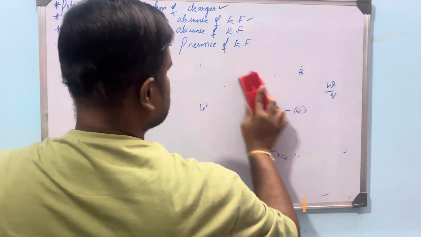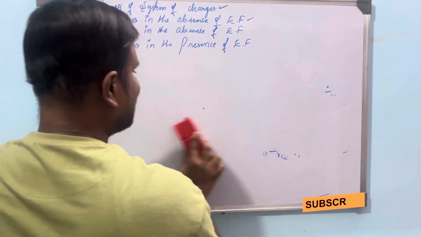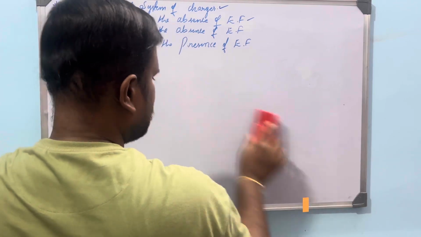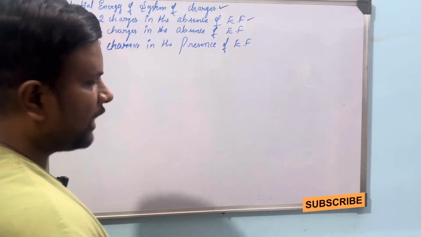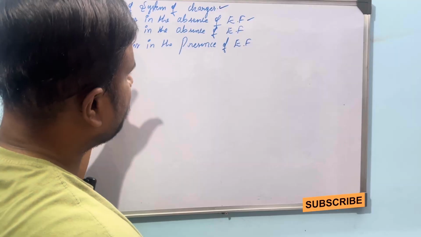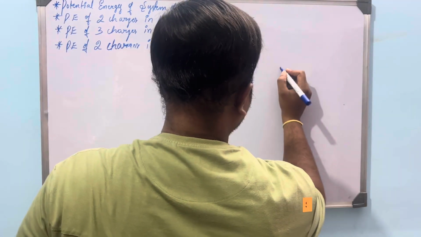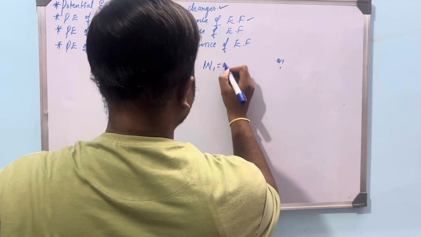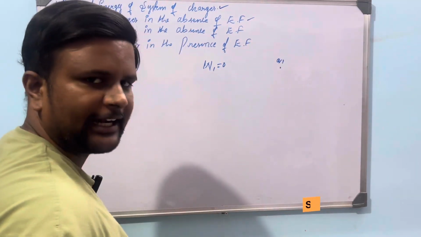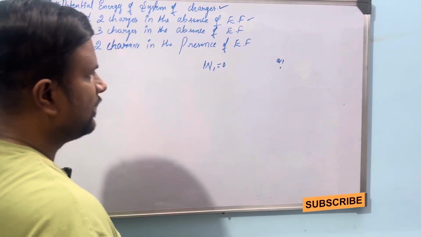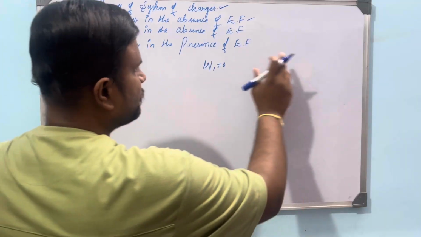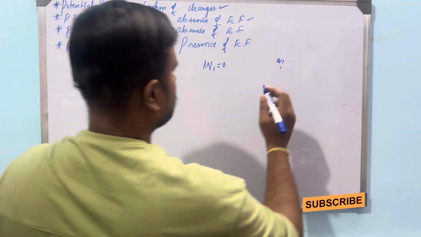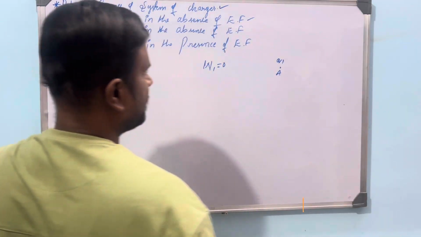Okay, so similarly, the next case: potential energy of three charges in the absence of electric field. Again the same condition. In order to bring the charge q1 from infinity to this point, the work done is 0. Why is work done 0? Because there is no interaction of any other charges. There is nobody to fight with q1, so I can bring it easily. So W1 is equal to 0. Call this position A.